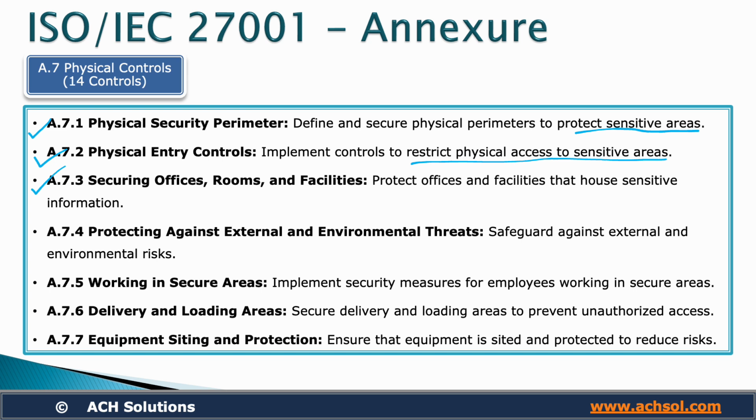The next one is A.7.4, protecting against external and environmental threat. That you should protect your office to external and environmental threat. External threat could be something like a fire. Environmental threat could be something like a fire as well, but it could be more considered to things like earthquakes and all, or maybe landslide if you're living in that kind of zone. But this is what it asks you to protect against.